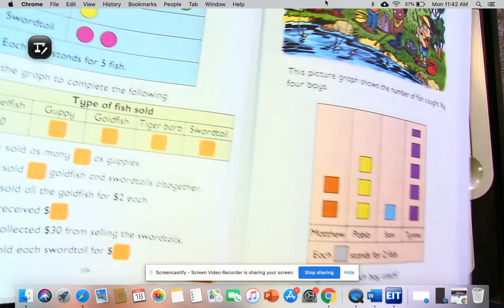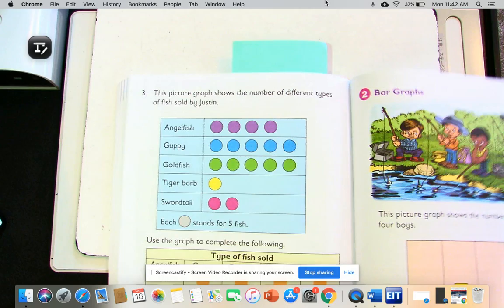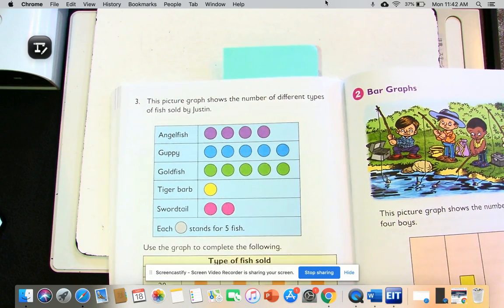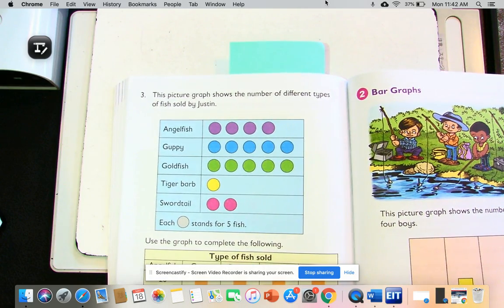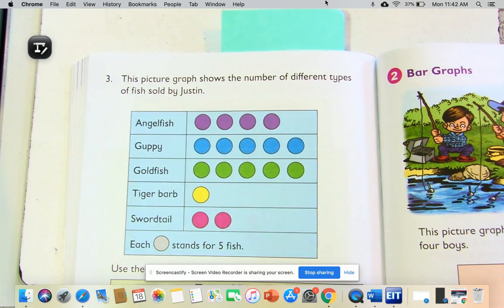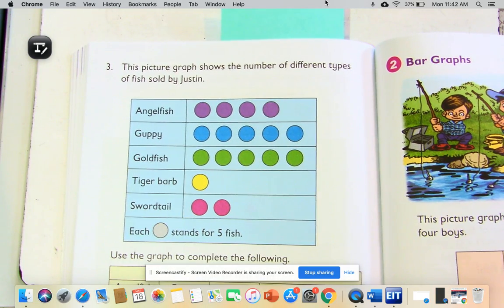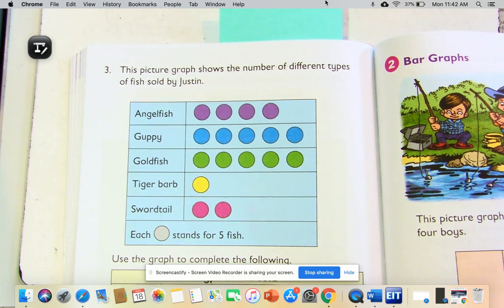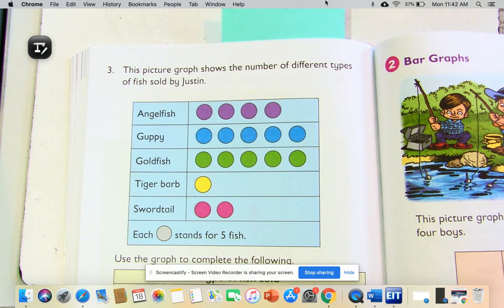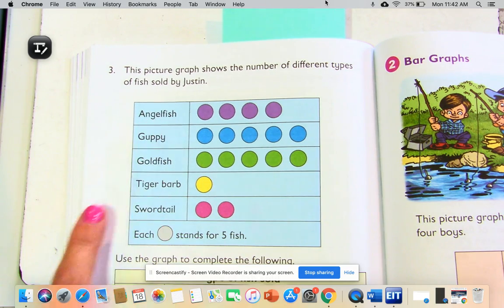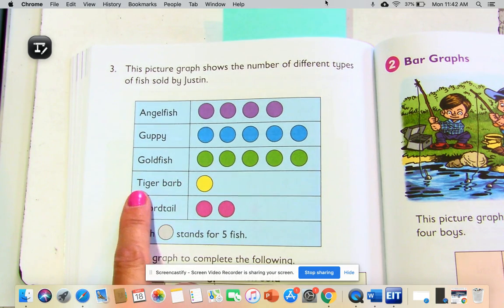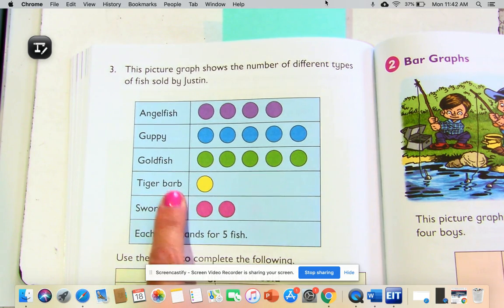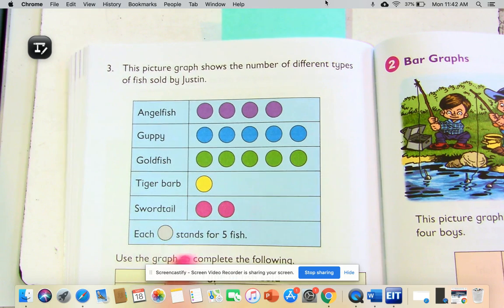Let's take a look at one more graph together today. This is on the next page. It says, this picture graph shows the number of different types of fish sold by Justin. Okay, so Justin is selling some fish. We've got angelfish, guppies, goldfish, tiger barb, never heard of those, swordtail, all right.